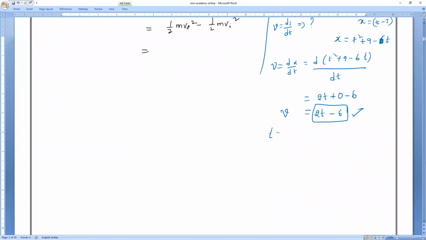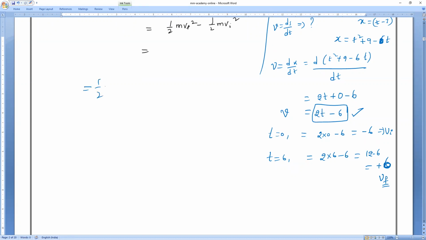Then substitute the time interval. t is equal to 0: 2 into 0 minus 6, which is equal to minus 6. That is the initial velocity. Then t is equal to 6: 2 into 6 minus 6, which is 12 minus 6, equal to plus 6. This is the final velocity. Mass is not mentioned, so that's fine.